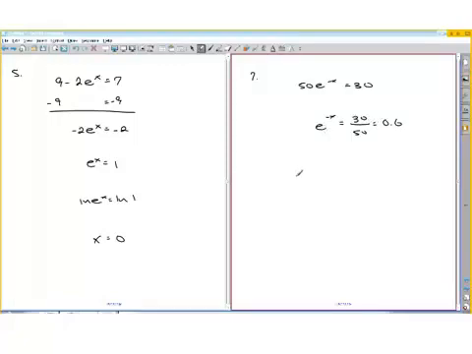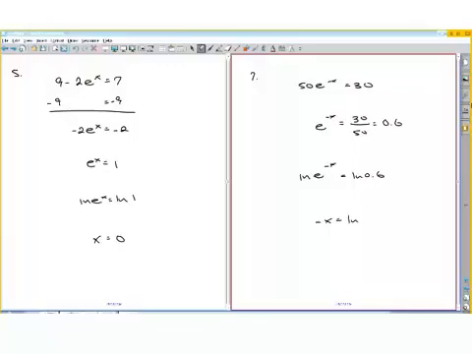Now you might say, well, actually you can't do this. So we're going to take the natural log of both sides. So you get natural log of e to the minus x is equal to the natural log of 0.6. And you can do it here because there's no coefficient in front of the e. If there was, then you'd be in trouble. But because it's just e by itself, this works. I'll explain what I mean in just a second.